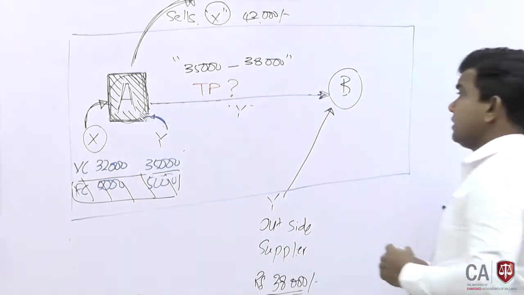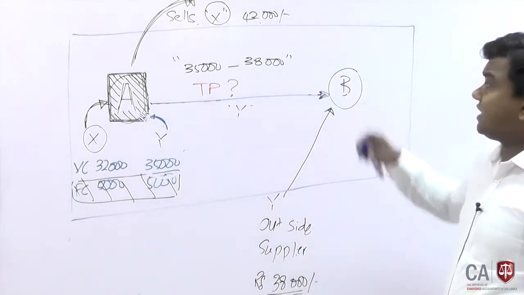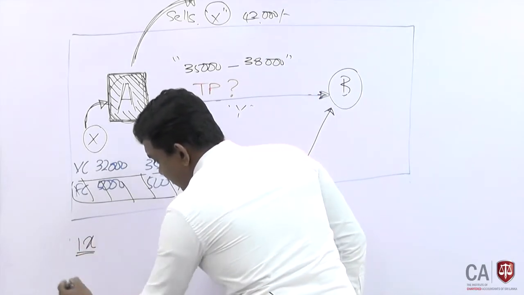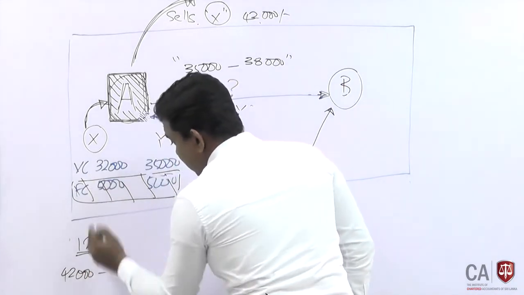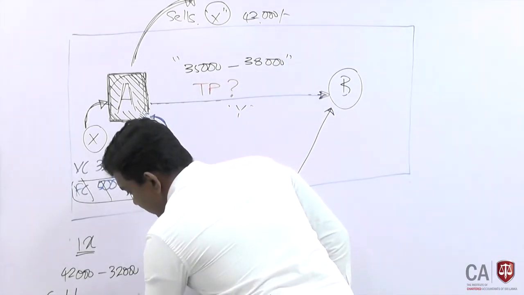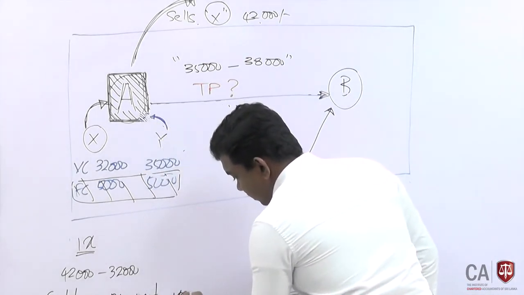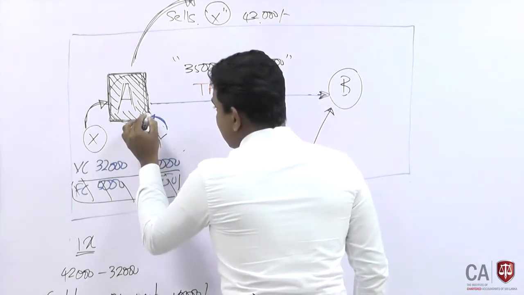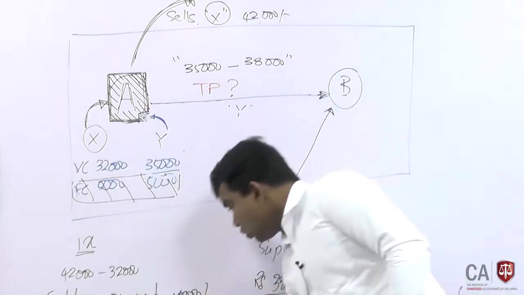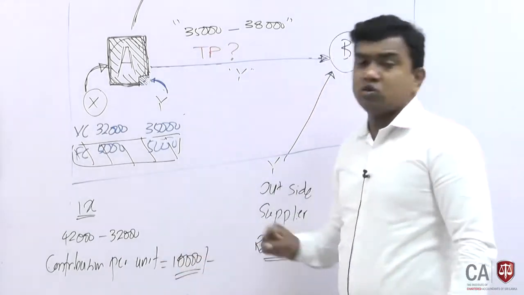What happened? They could have utilized this area to produce another X product and sell it outside. If they produce 1 unit of X, they can sell it at 42,000, incurring only 32,000 variable cost. Therefore, they can have a contribution per unit of X of rupees 10,000. Since they have stopped the production of X here and are producing Y now, they will lose this contribution per unit. Is that clear? They will lose this 10,000 contribution per unit.